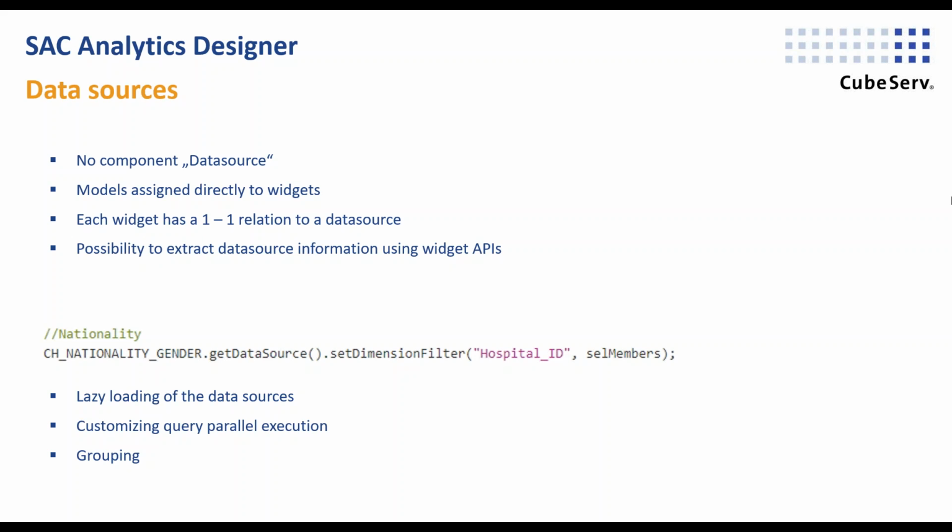Data sources always use one-to-one relation to components. There is no possibility to assign the data source, but it is still possible to get information about the data source over scripting. SAP is also considering grouping widgets for easier filtering, means one script per group instead of per widget, along with considering the parallel query execution and lazy loading, which is already possible manually in the browser.